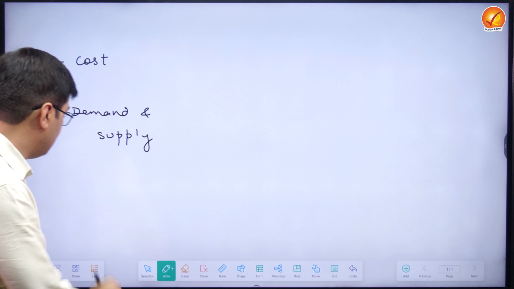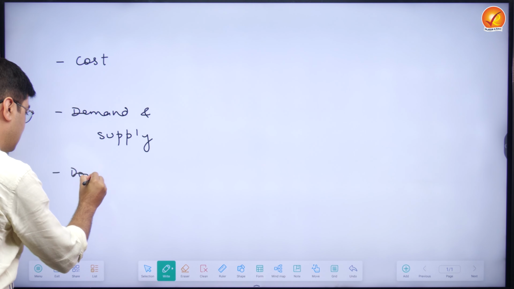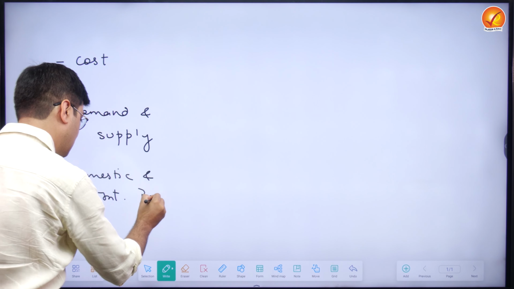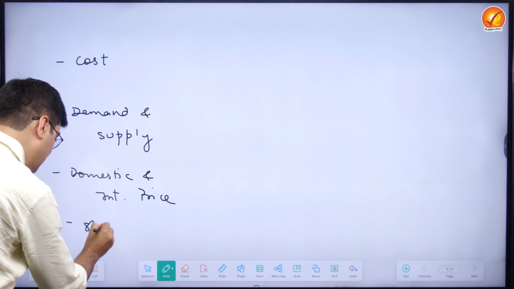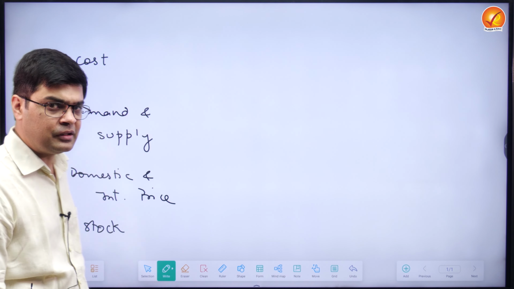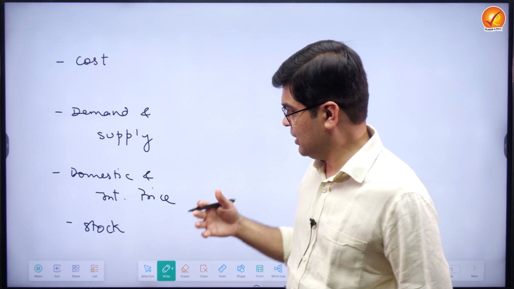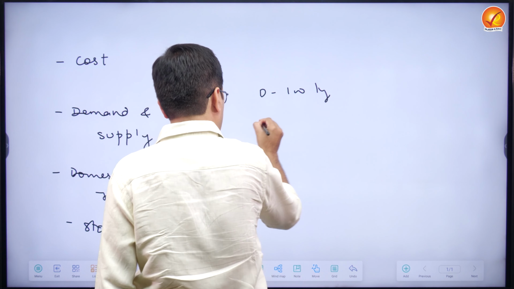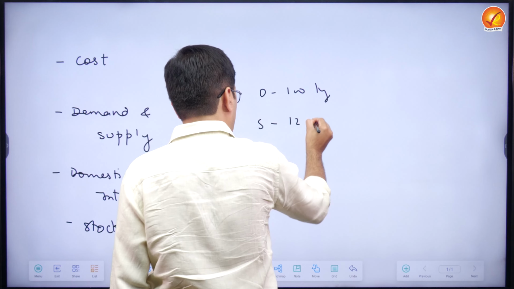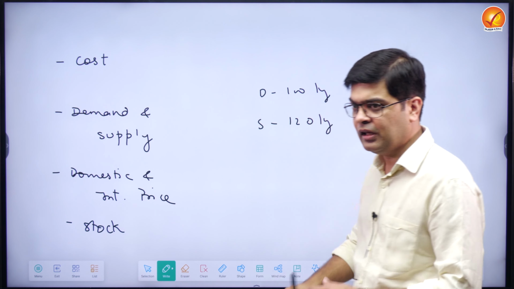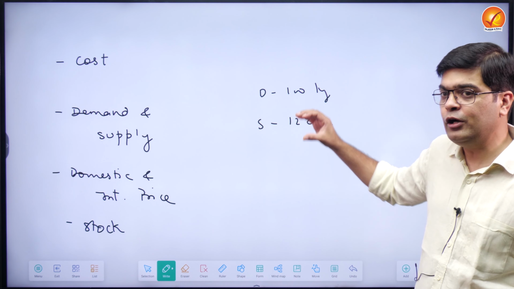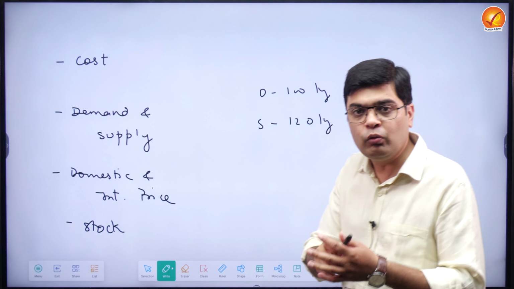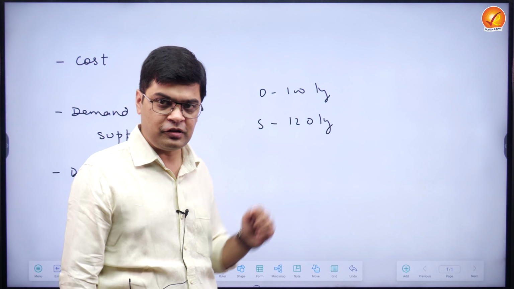It depends on the domestic and international price. It depends on stock that we are holding from the previous year. Just suppose the demand of a commodity last year was 100 kg, supply of a commodity was, let's say, 120 kg, then in that case, there was a market which was oversupplied with this commodity. So as a result, 20 kg which is surplus, government would have to procure so that the market price stabilizes.